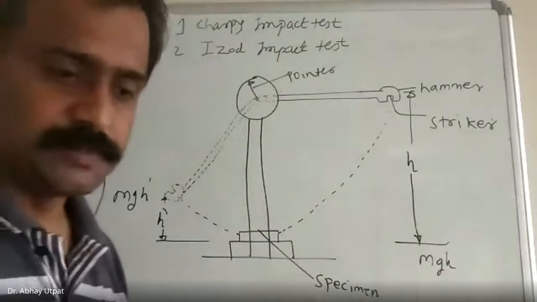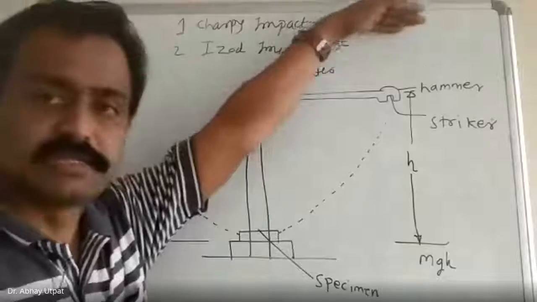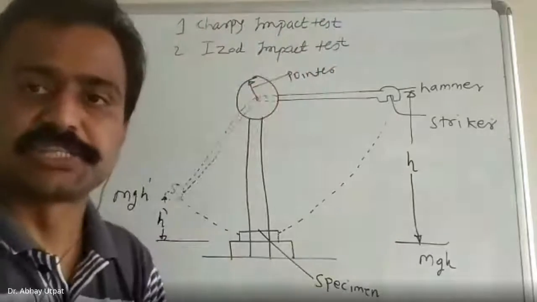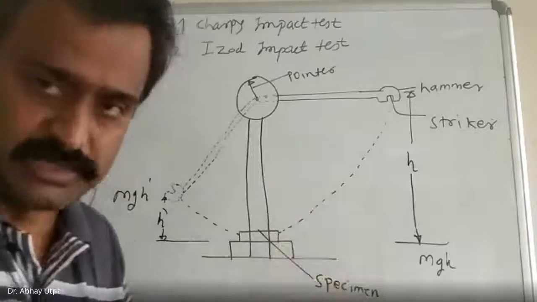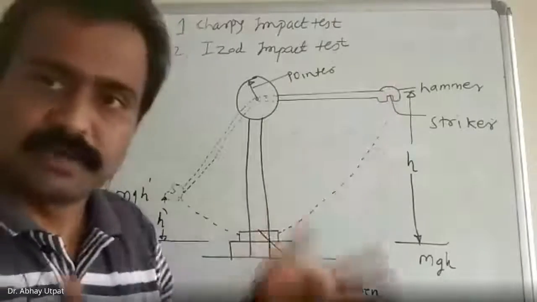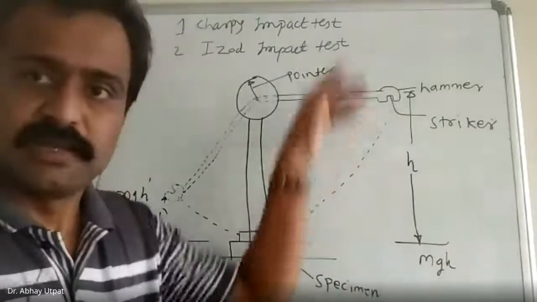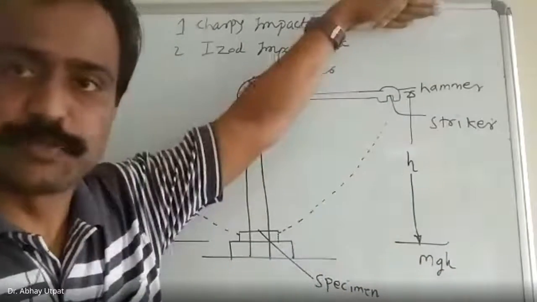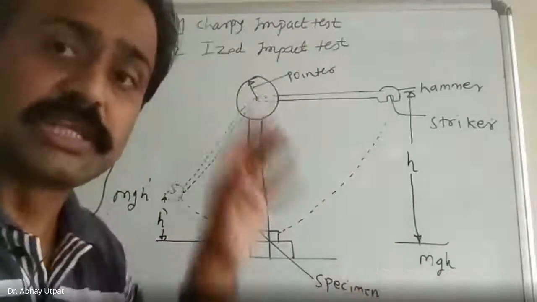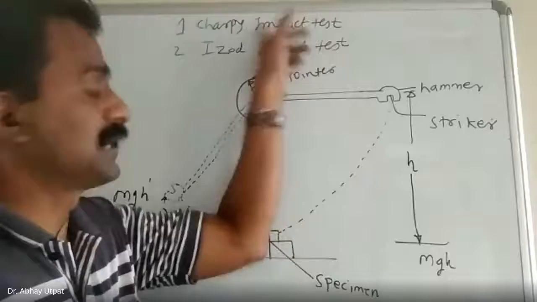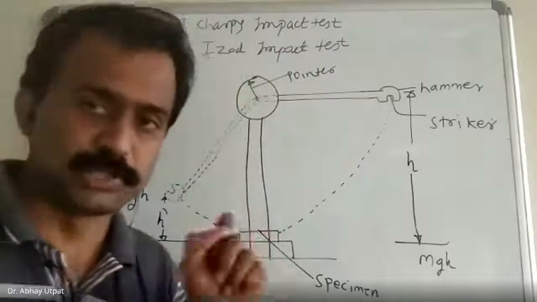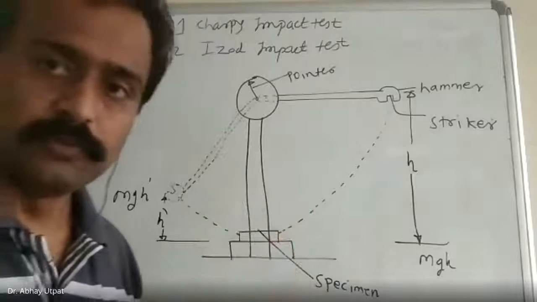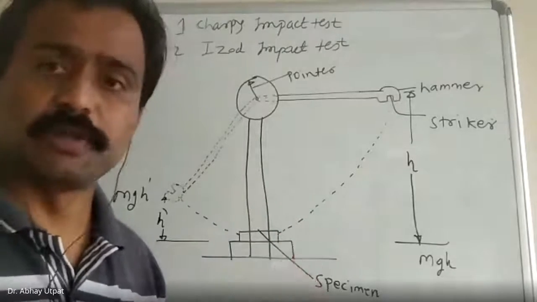Now, if the Charpy test is there, the initial energy is 360 joules by calculation, because the machine is already in existence. The weight of the hammer is also known, mass. G you know, and H is also fixed. So that value is 360 for the Charpy test, and this value for the Izod test is 162. Now, these are the initial values.